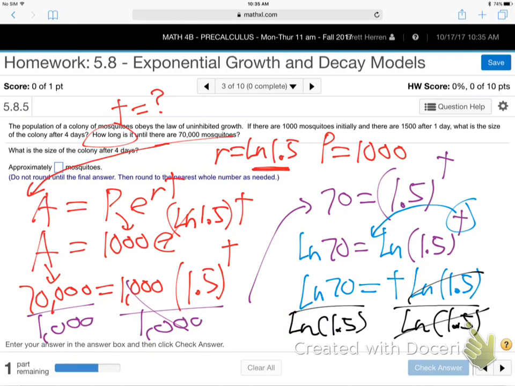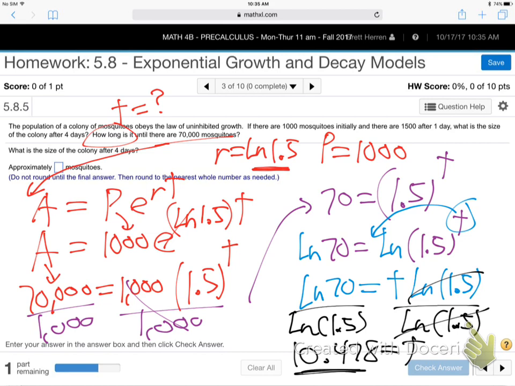Boom, boom. There we go. Whatever that number is, I'll get it real quick. ln 70 divided by ln 1.5. And we get 10.478. That's t. That's how many days. So I don't know what they want you to round it to, but 10 days or 10 and a half days.